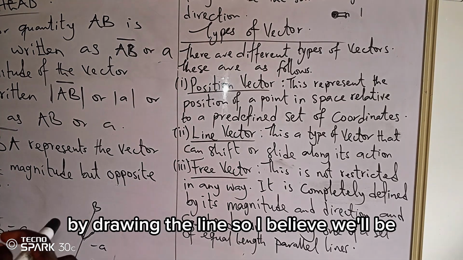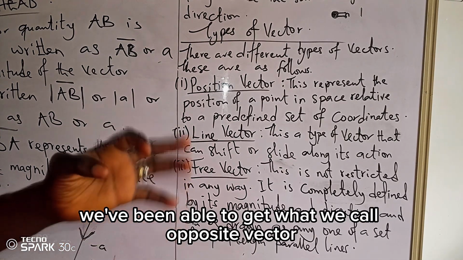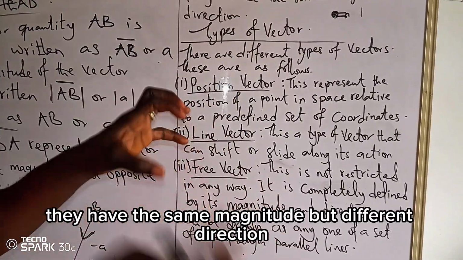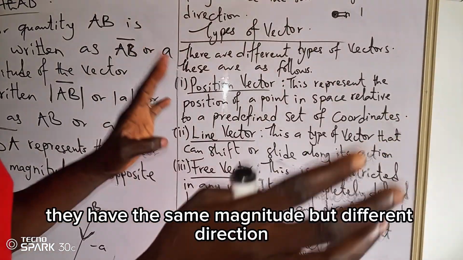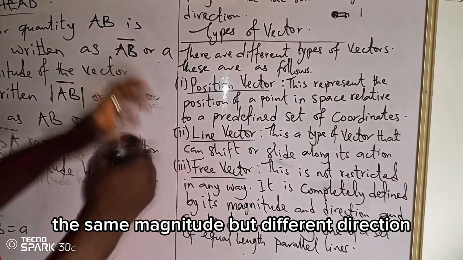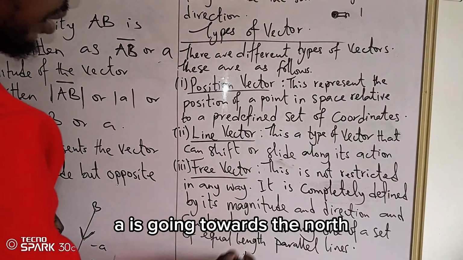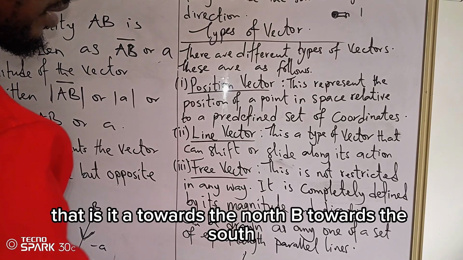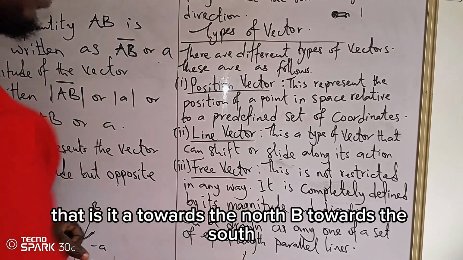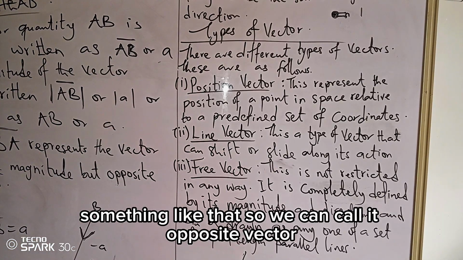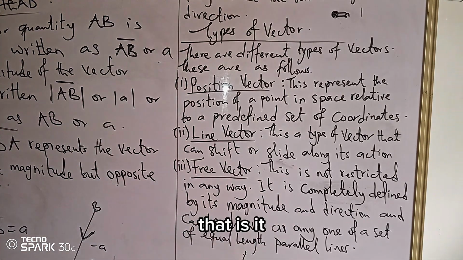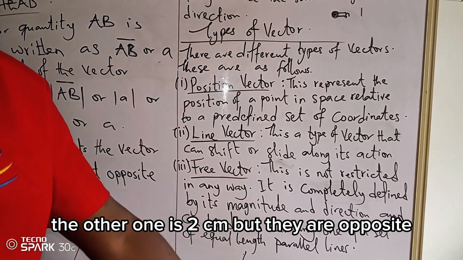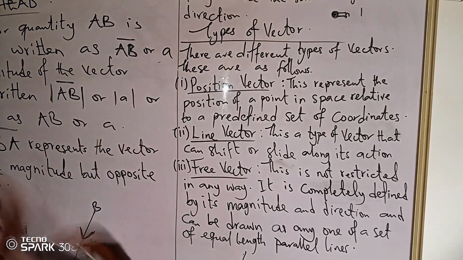So I believe we've been able to get what we call opposite vector. Opposite vectors have the same magnitude but different direction. A is going toward the north, B is going toward the south, something like that. So we can call it opposite vector. But they have the same magnitude. If this one is 2 centimeters, the other one is 2 centimeters, but they are opposite vectors.